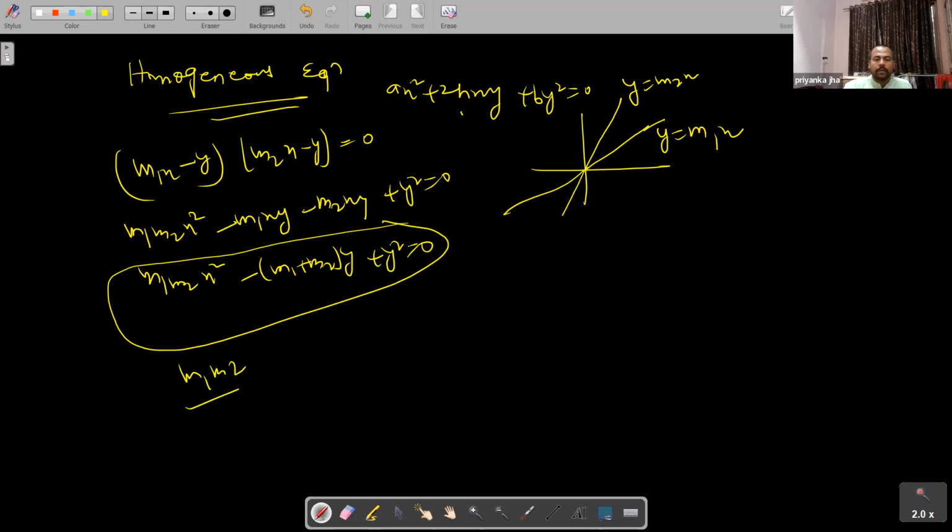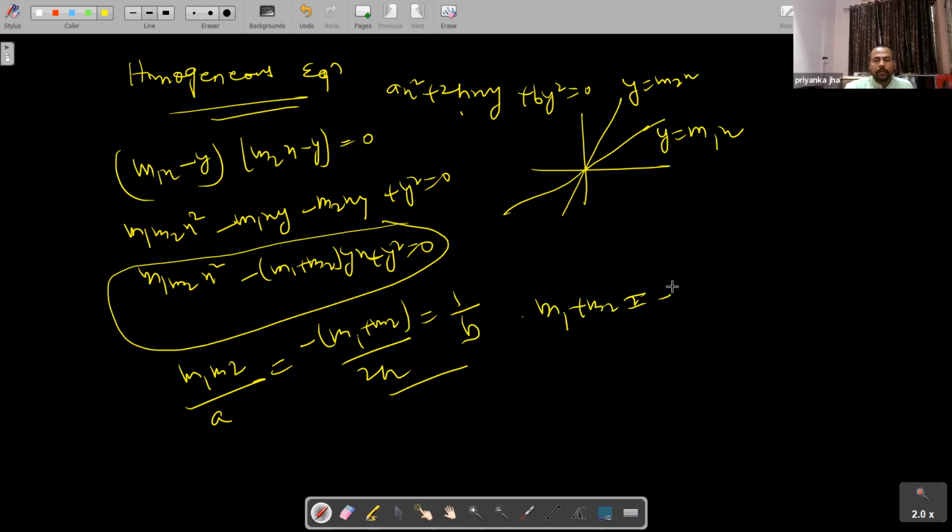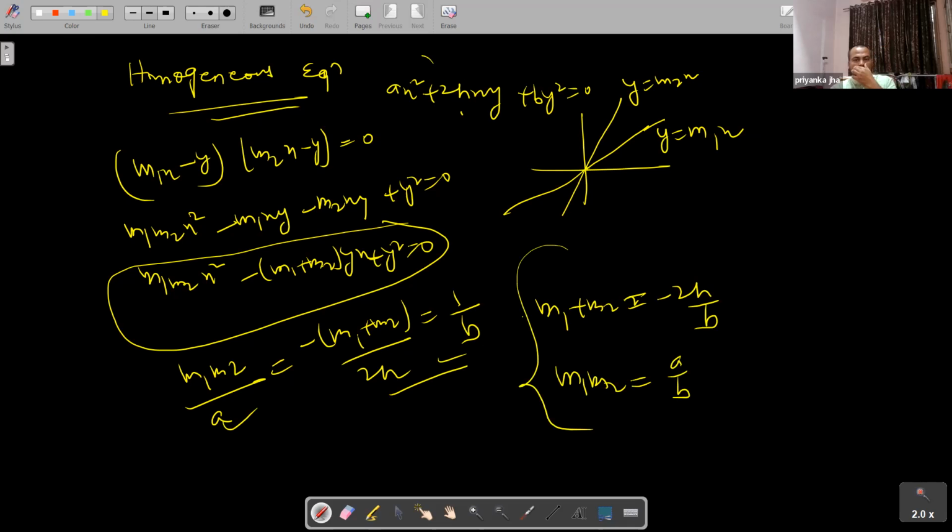So suppose the ratio of the coefficient of x squared, 1 upon a, must be equal to the ratio of the coefficient of x into y, and this is equal to the ratio of the coefficient of y squared, 1 upon b. If you solve this, you will get m1 plus m2 equal to minus 2h by b, and m1 into m2 equal to a by b. So this represents a pair of straight lines passing through the origin, and the slopes of those lines can be given as m1 and m2, and the relation between them is this.